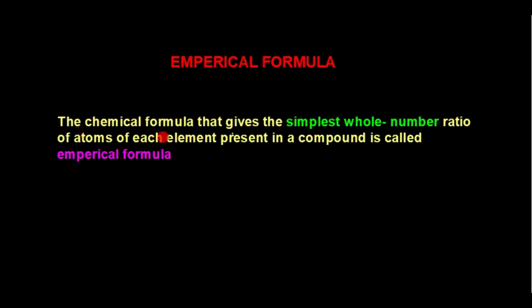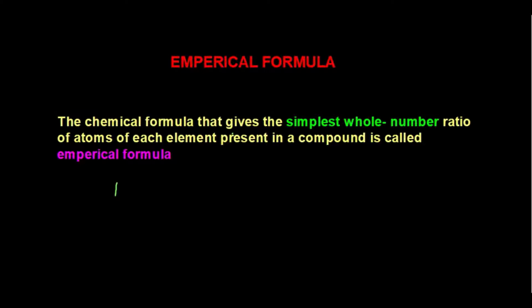The chemical formula that gives the simplest whole number ratio of atoms of each element present in a compound is called empirical formula. That is, the chemical formula that gives the simplest whole number ratio of atoms of each element present in a compound is called empirical formula. We will understand empirical formula with the help of some examples.